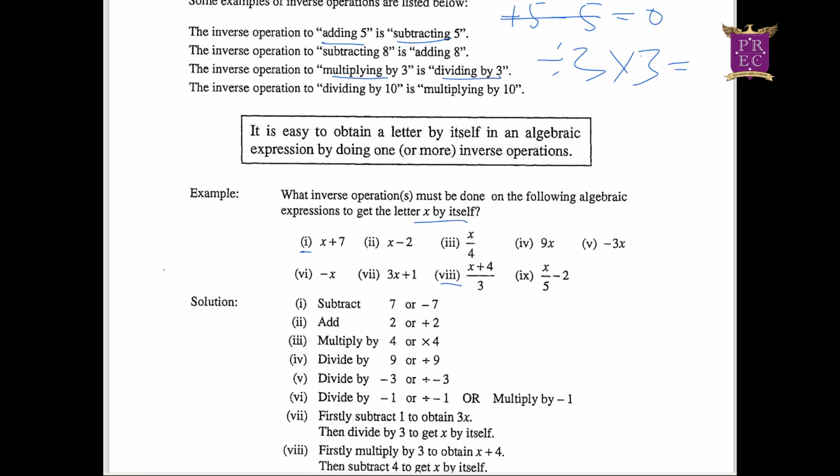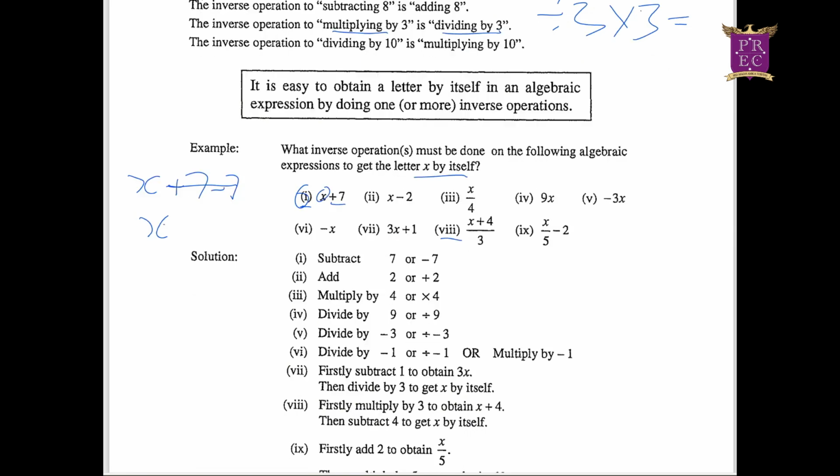So looking at this first example, how we can get x by itself is we can get rid of the plus 7 from the expression. So how we can do that is use the inverse of adding 7, which means we take away 7 from the expression, leaving us with just x, because these two cancel each other out.